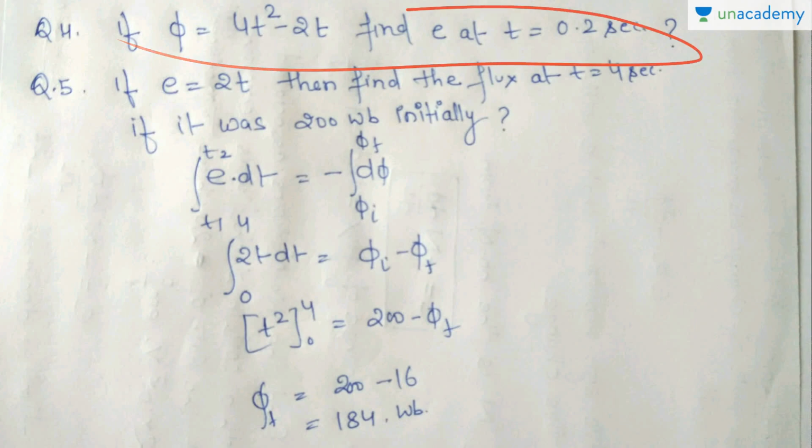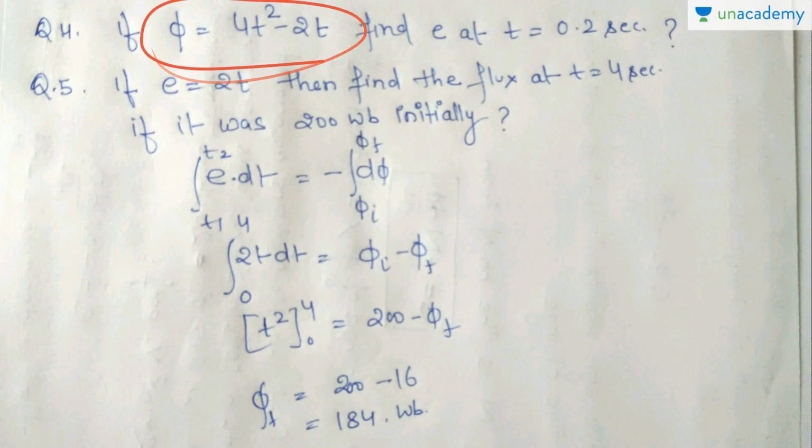Now, question number 4. It is up to you to solve, and please comment the answer in the comment section. I can read the question for you. If the flux is 4t square minus 2t, then find the EMF at t equal to 0.2 seconds. It is a very easy question. You can find it out.